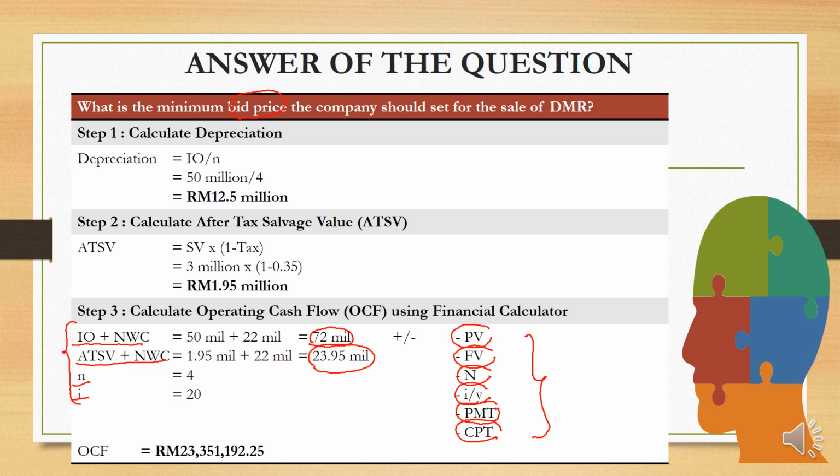The amount of OCF equals 23 million ringgit, 351,192 ringgit and 25 cent. So this is the amount of OCF.